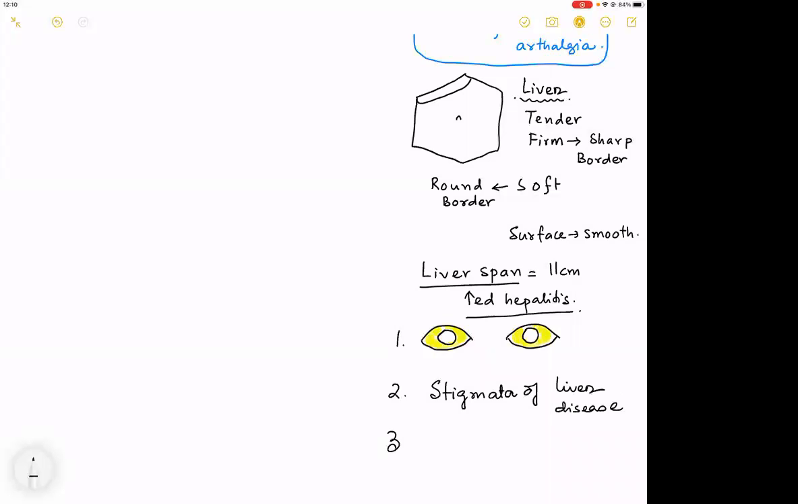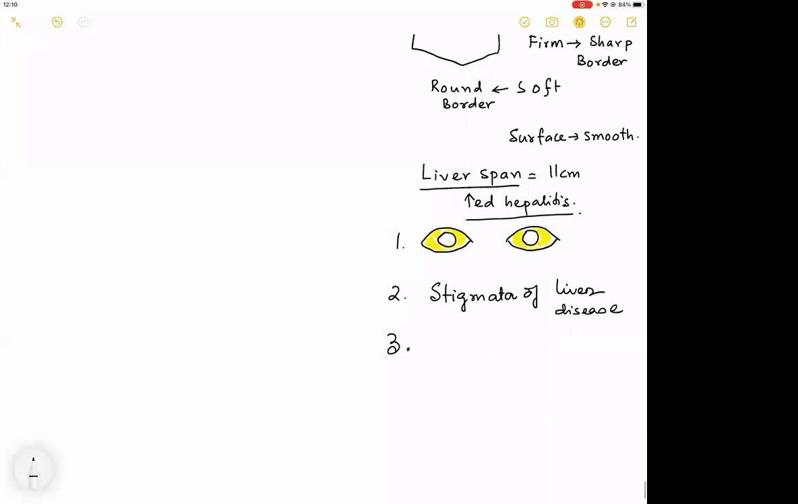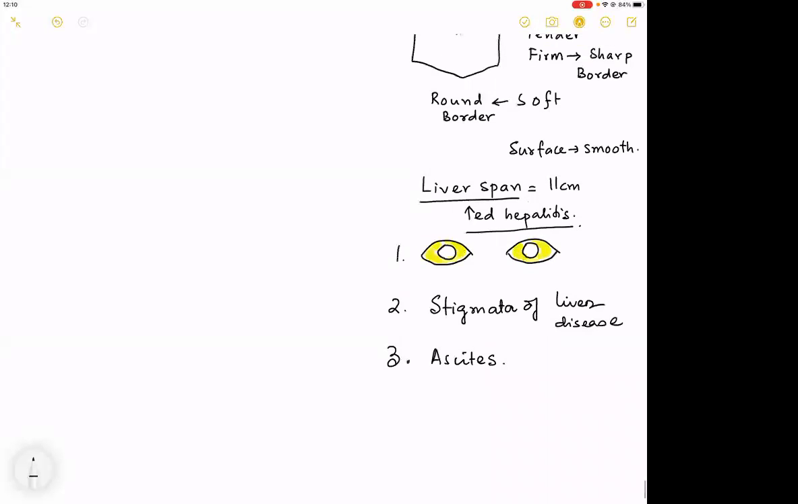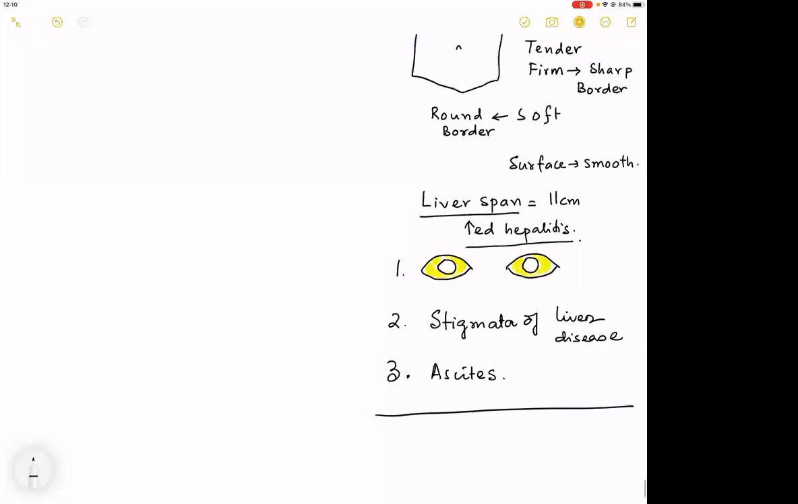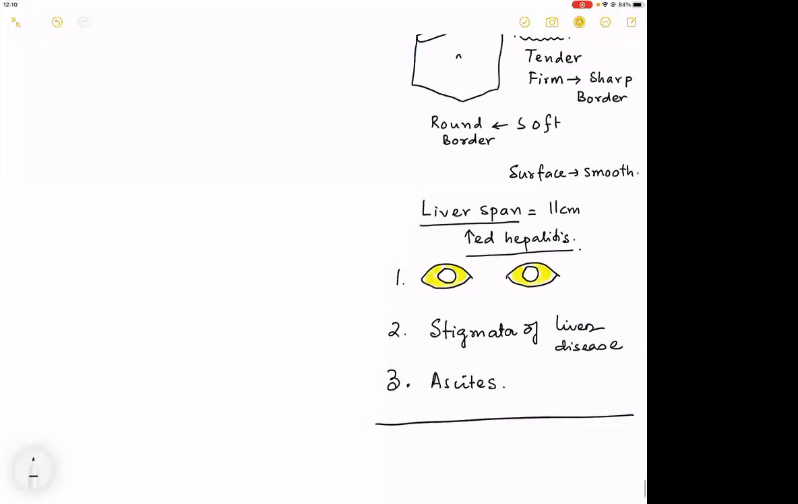And point number 3, you are required to rule out ascites, again a part of a stigmata of a liver disease. So these are the 3 things that your examiner is wanting. It is unlikely that you get such a case in surgery, but again, you never know what can happen. Please tell me when you have completed writing.